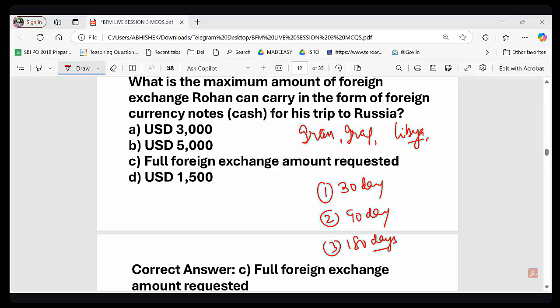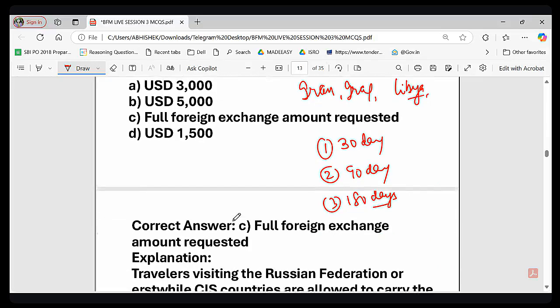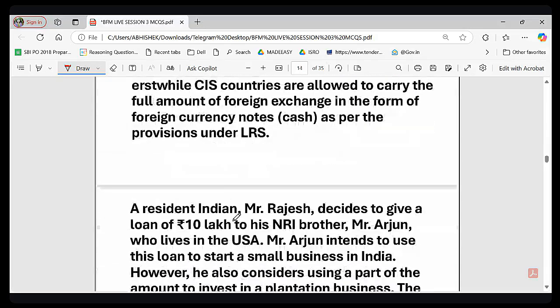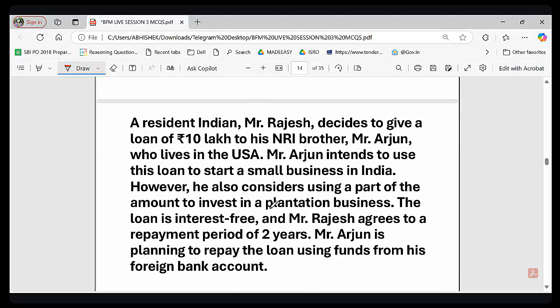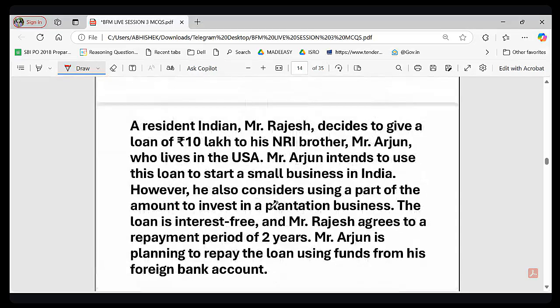Nice. So I think your concept is clear now, that for which country how much cash you can take in the form of foreign currency notes. We have cleared it. Now let's take another case study. Here is an important scenario for you. Okay, please repeat all limits. Okay, fine, I'm repeating all limits.